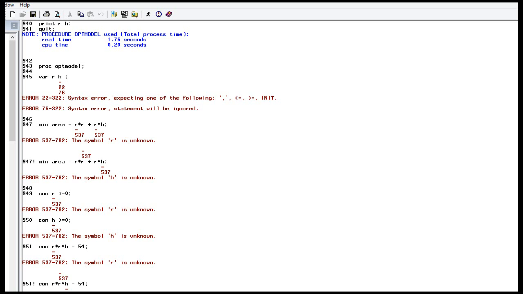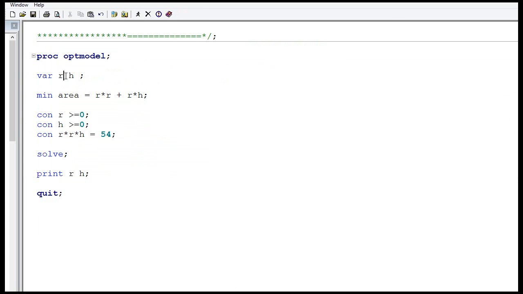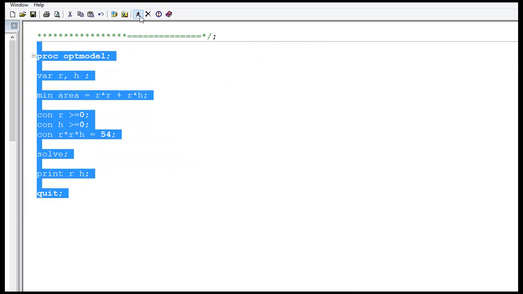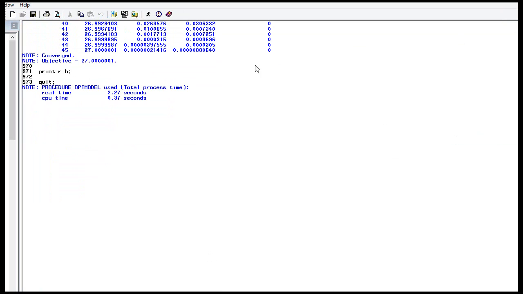Some error. You need to put a comma here. Yeah, it ran fine. So the first thing that you need to see is the log.